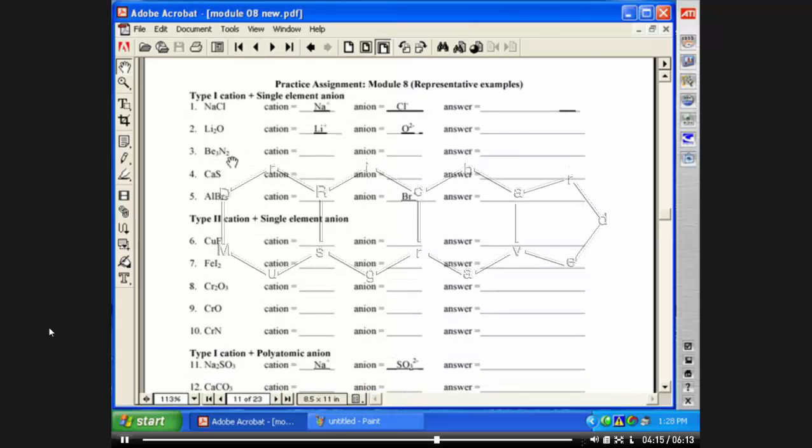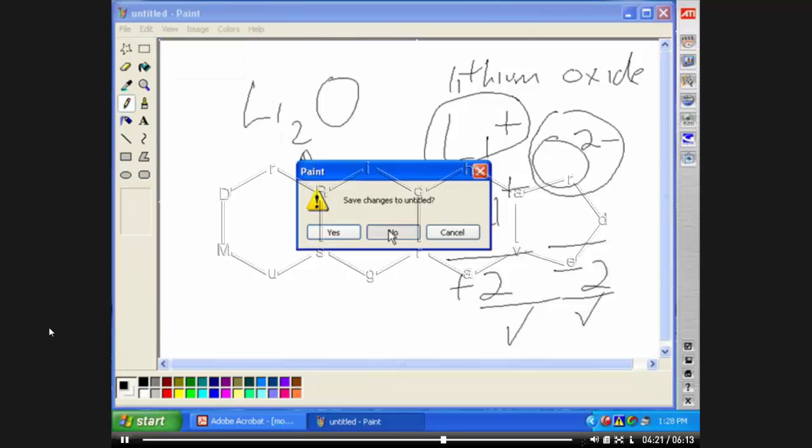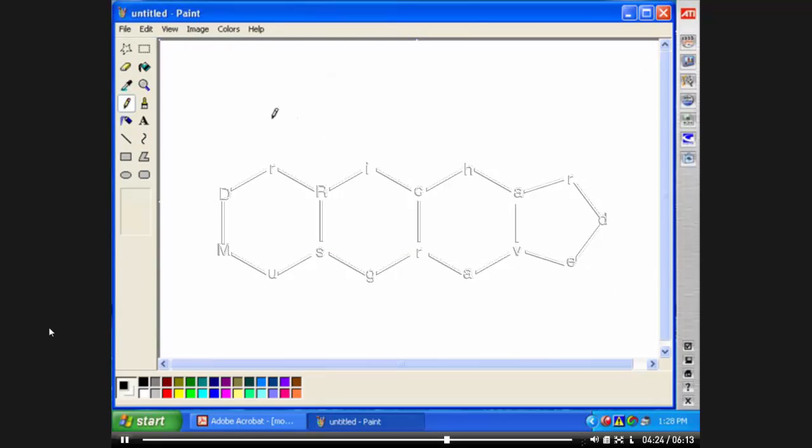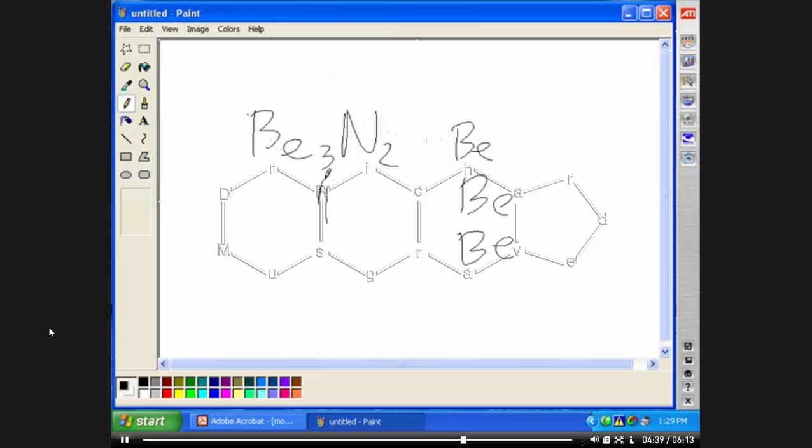Alright, well let's ramp it up a little bit, something a little bit more difficult. We got Be3N2. Again, I'll clear this out. Now, drawing a picture of this one, I've got 3 berylliums, because it says there's 3 here. I've got 2 nitrogens. Now according to the chart, N has a 3 negative charge, which means the total is going to be -6 or 6 negative. Doesn't matter, you can either say -6 or 6 negative, it's still the same thing.